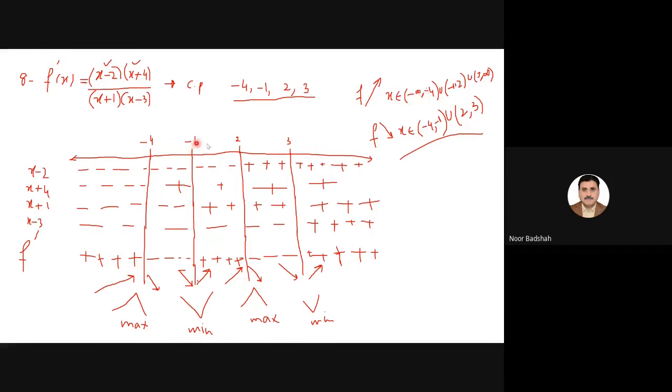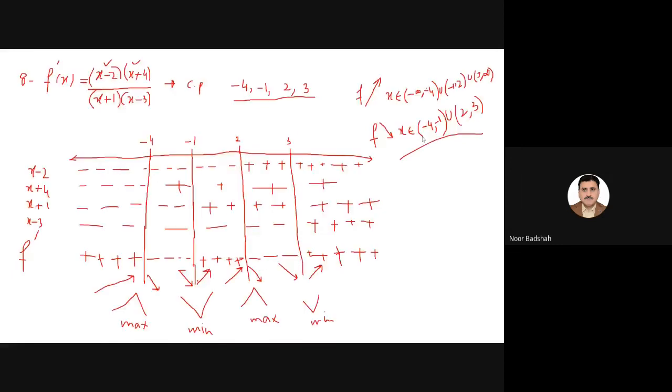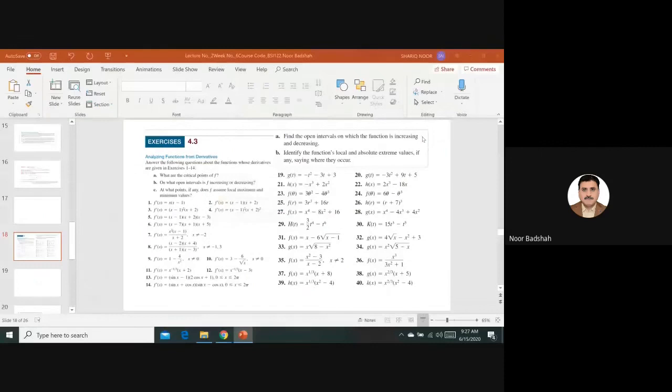Then between minus 1 and 2, derivative is what? Positive, so it is increasing. And then from 3 onward, it is what? Positive, so it is increasing. The interval where derivative is positive, from that sign pattern you will see it, that is increasing. And wherever the sign pattern derivative is negative, it will be decreasing. Okay, so you'll do the rest of the question as well.